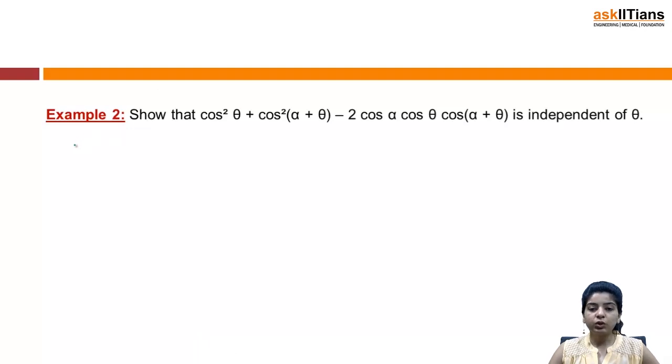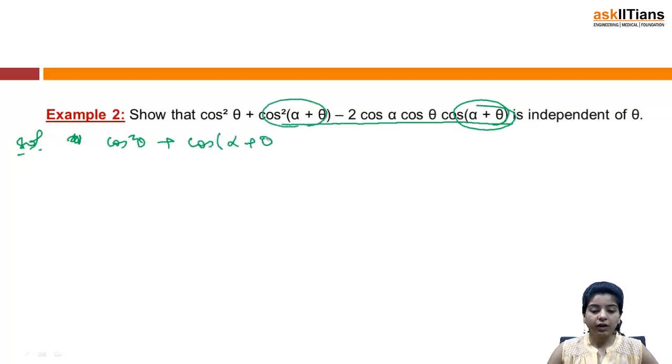The next question says, show that cos square theta plus cos square alpha plus theta minus 2 cos alpha cos theta cos alpha plus theta is independent of theta. Okay, so I begin with the terms. I have cos square theta, and I can see the term cos alpha plus theta common in these two terms, so I take it common. So I have cos alpha plus theta into cos alpha plus theta minus cos alpha cos theta.